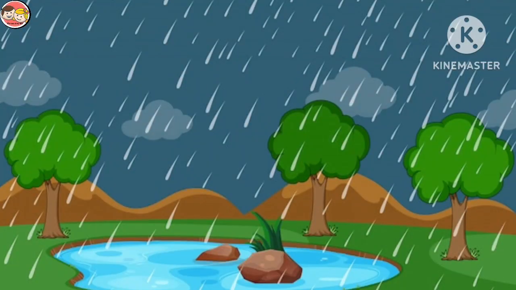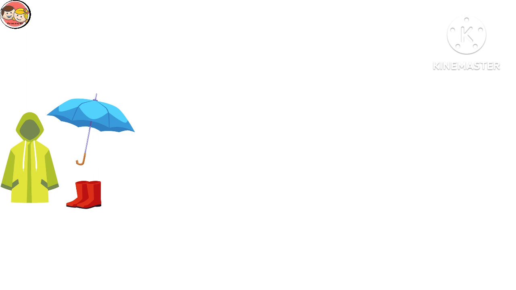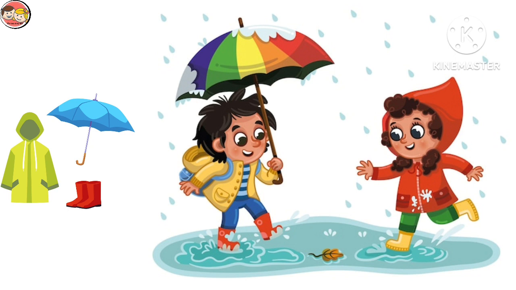So children, what are the things that we see during rainy season? We see dark clouds, thunderstorms, puddles, rainbow, etc. during rainy season. Now children, let's see the things that we use during rainy season. When it rains and we want to go outside, then what do we use? We use umbrella, raincoat and gumboot to protect us from getting wet.